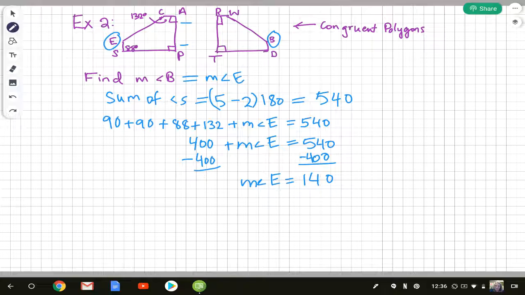And since the measure of angle B is the same, because these are congruent polygons, which means that corresponding parts are congruent, then I can say that the measure of angle B is also 140 degrees. And that's the question they asked me. So make sure you don't get lost doing this other work and forget to actually give the answer to the question.